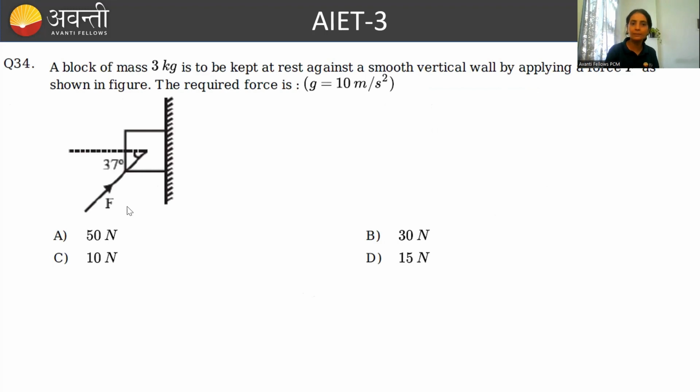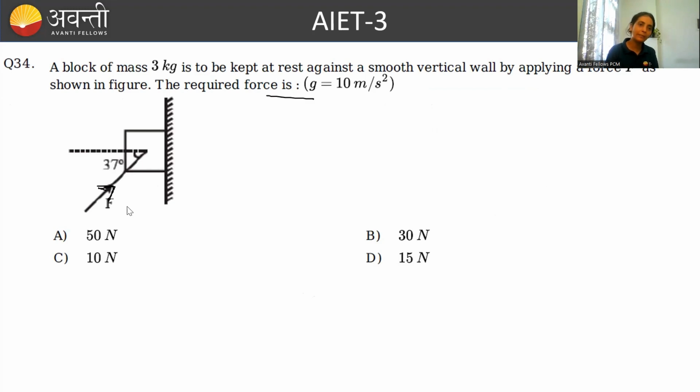Now let's do this question. There is a block of mass 3 kg to be kept at rest against a smooth vertical wall by applying a force F. Done. So we are applying a force F like this. And what is our target? Our target is to keep this mass at rest. Done. The required force is.